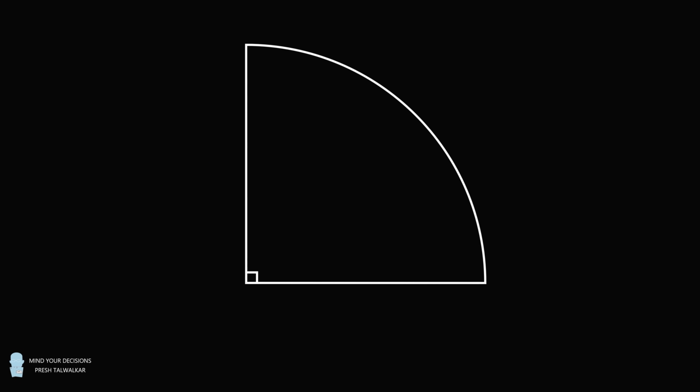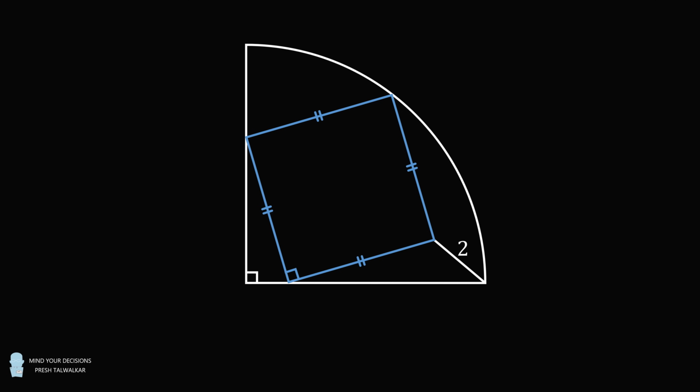We have a quarter circle and a square inside the quarter circle. Two of the square's corners are touching radii of the quarter circle. The third corner is on the circumference, and the fourth corner is in the interior, and its distance to its nearest corner of the quarter circle is equal to 2.